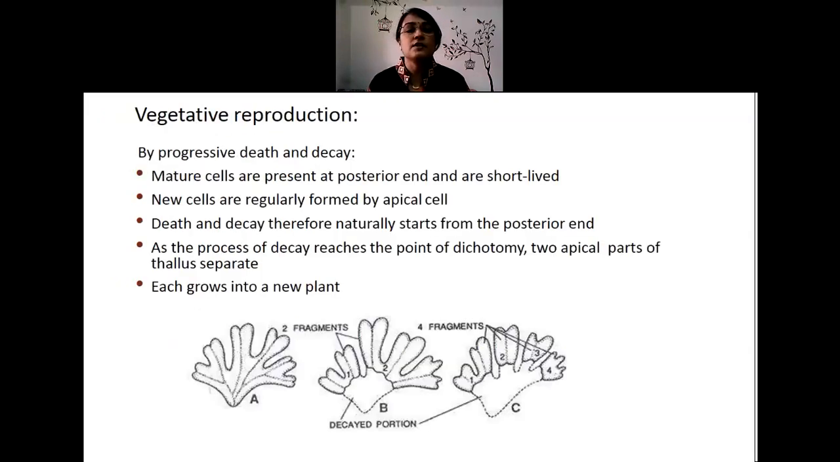Coming to the first type of vegetative reproduction, it is progressive death and decay. That is, mature cells are present at the posterior end and are usually short-lived. New cells are regularly formed by the apical notch. So death and decay occur naturally from the posterior end, and as the decay reaches the point of dichotomy, the two apical parts of the thallus separate. So in a mature thallus, the decaying starts from the posterior end, and each branch of the dichotomy separates out and gives rise to a new plant.